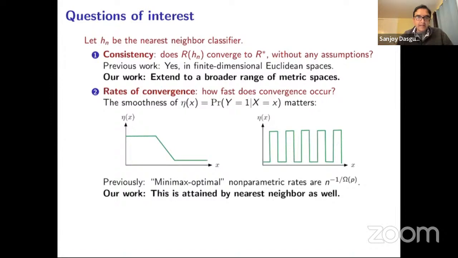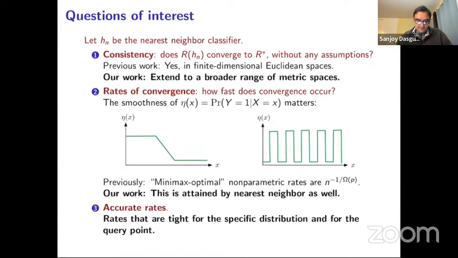I personally do not like these rates with lots of smoothness conditions. In particular, for something like nearest neighbor, one really feels like one should be able to give rates of convergence that are not just minimax-optimal over some large smoothness class, but are actually correct for the individual distribution and maybe even for the individual query point. That's also something that we've done. And so these are the various sorts of things that I'll be talking about.